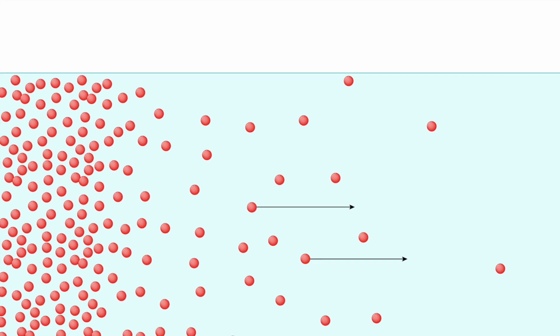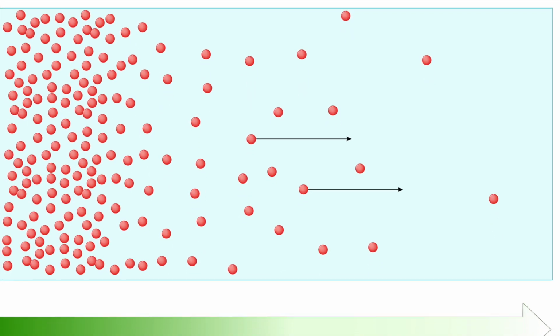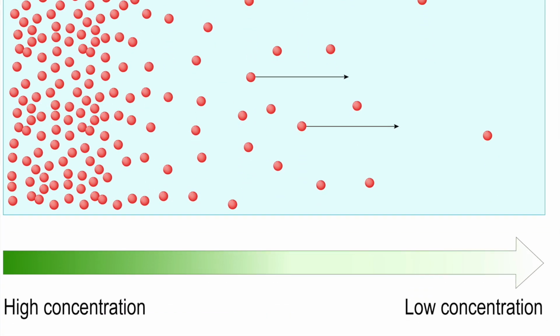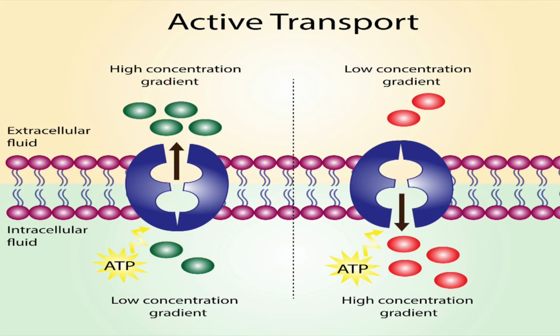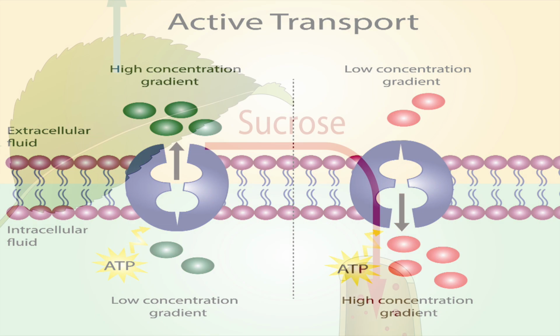Diffusion is the movement of any substance from a region of higher concentration to lower concentration. Movement of substances can also occur by active methods that require energy, such as ATP. Specific membrane proteins called pumps are examples of active transportation.